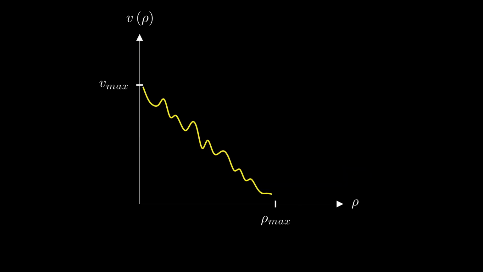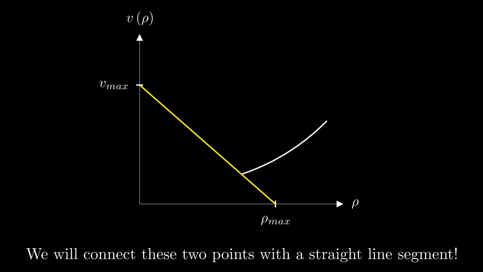This would probably lead to more realistic models, which would help make more precise predictions. For pedagogical purposes, I'm opting to go with the simplest interpolation, the linear one. So we'll just connect these 2 points with a straight line segment. The equation of such a line segment is as follows. You can try and plug the values at 0 and rho max to see that this corresponds.